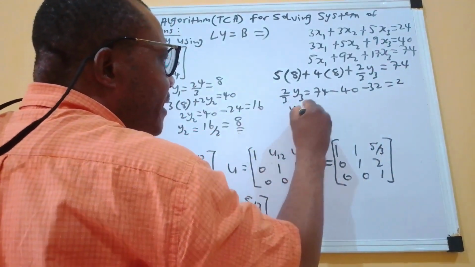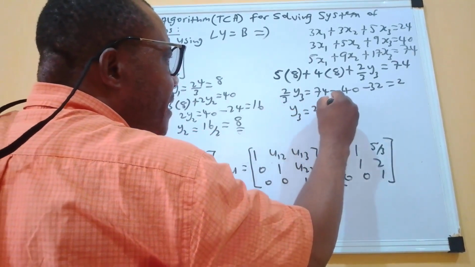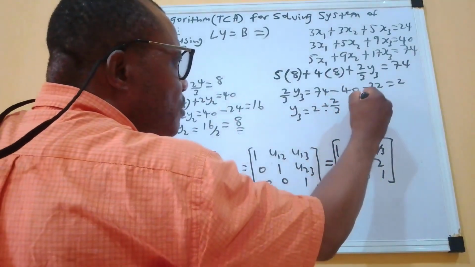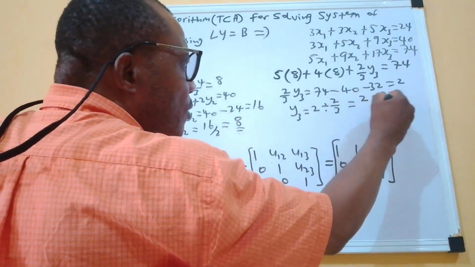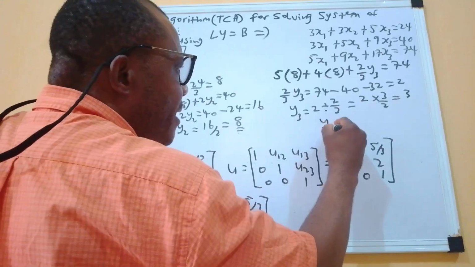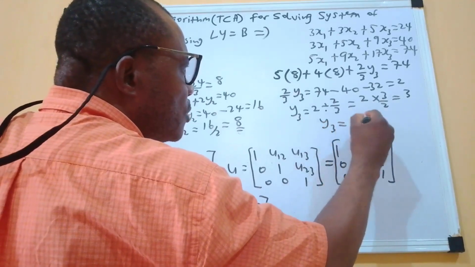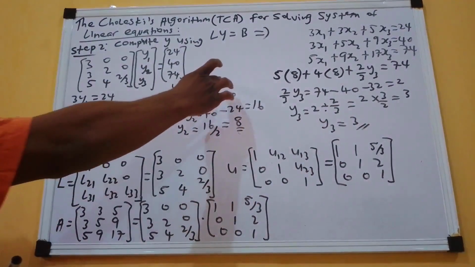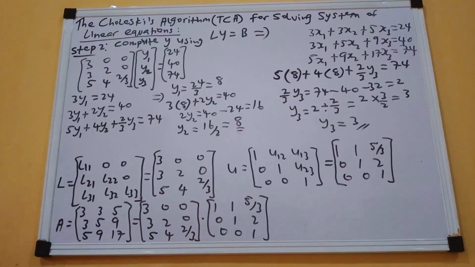74 minus 72, that will be equal to 2. So our Y3 will be 2 divided by 2 over 3. This will be equal to 2 times 3 all over 2. This cancels out, so it's equal to 3. So our Y3 will now be equal to 3. You already have that. So our Y1 is equal to 8. Our Y2 is equal to 8. And our Y3 is equal to 3. So we have gotten that.